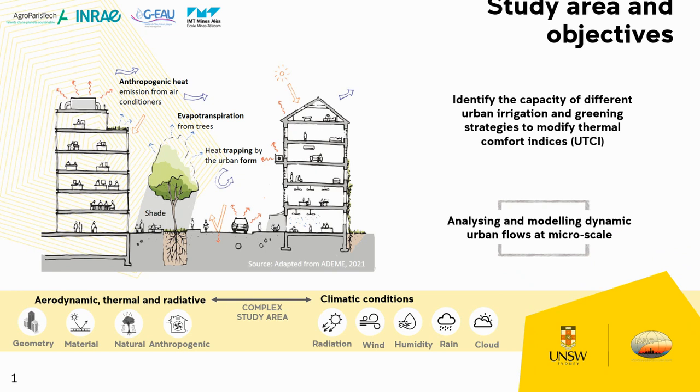the street. So as you can see in this illustration, the area of study is complex because different aerodynamical, thermal, and radiative exchanges coexist, linked to the geometry of the city, the different surface materials, the thermal exchange of natural and anthropogenic origin, and also these elements are influenced by the local climatic conditions.